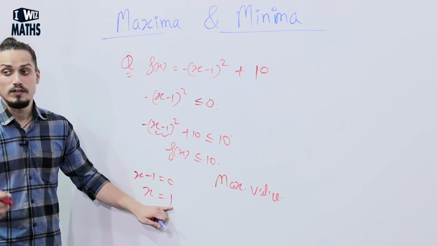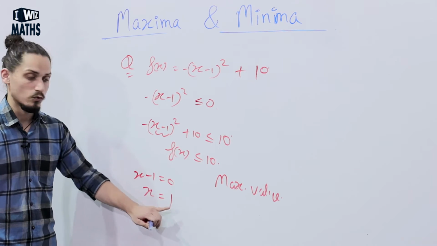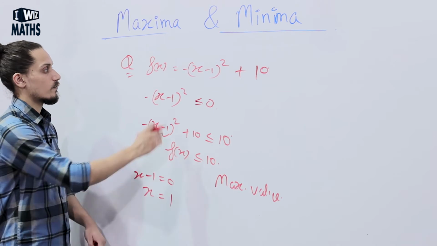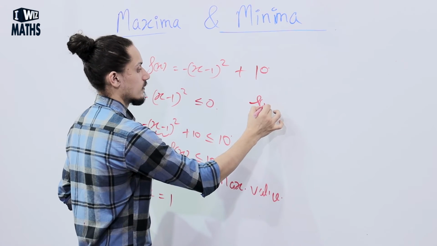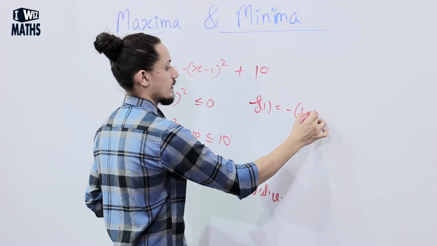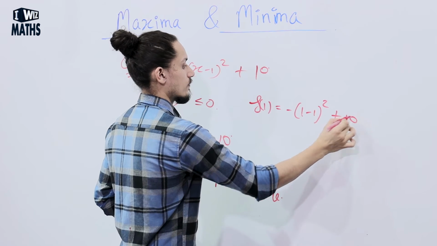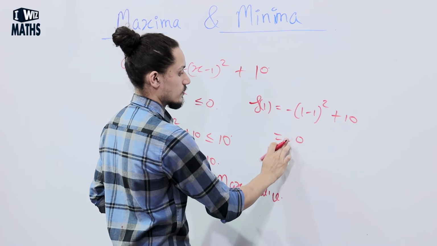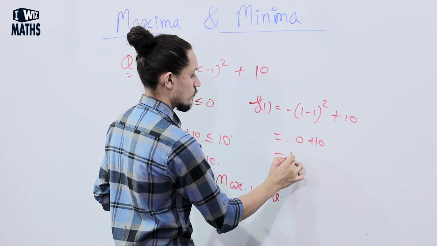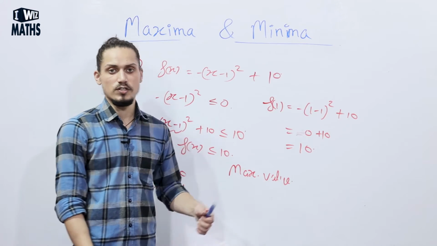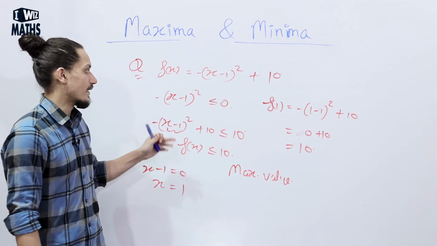So this function will attain its maximum value at x is equal to 1, and that maximum value will be equal to f of 1. So f of 1 is equal to minus of 1 minus 1 square plus 10, which is equal to minus 0 plus 10, which is equal to 10. So the maximum value of this function is 10, and we attain its value at x is equal to 1.